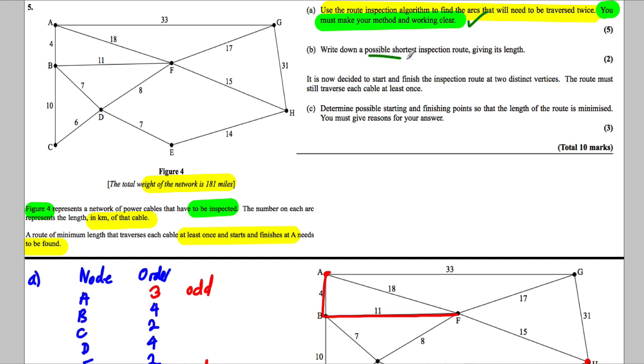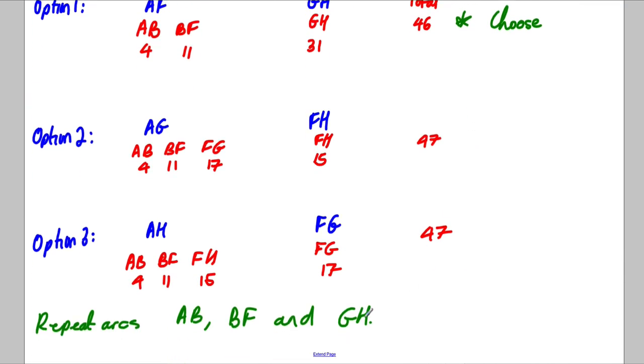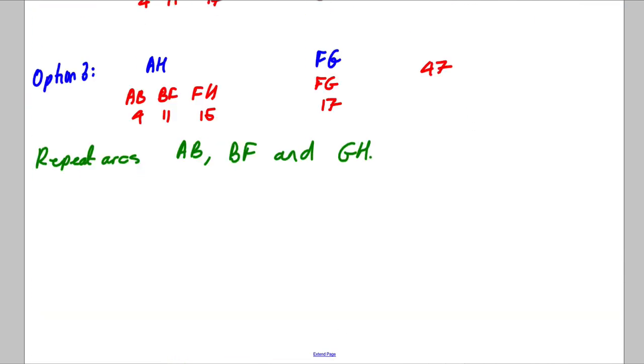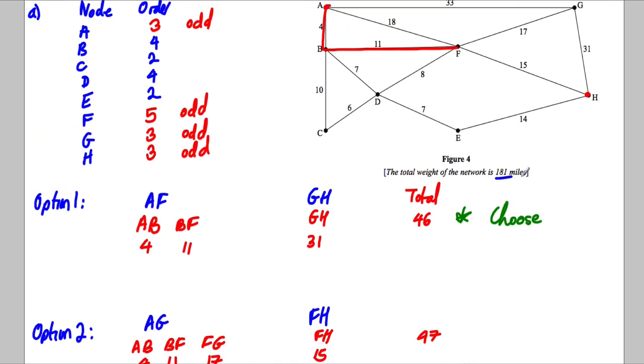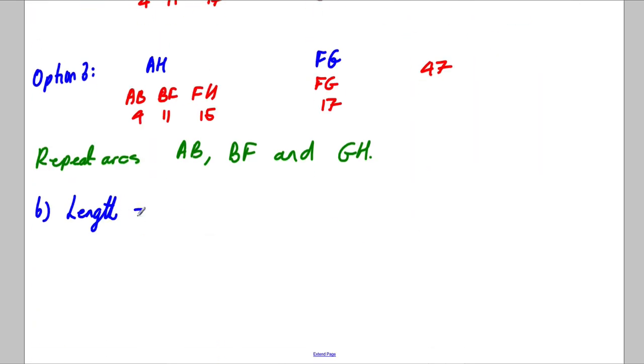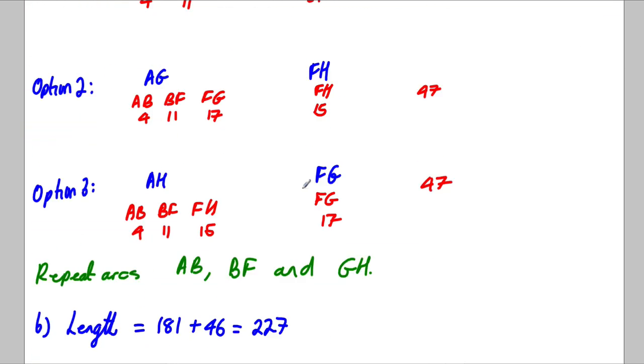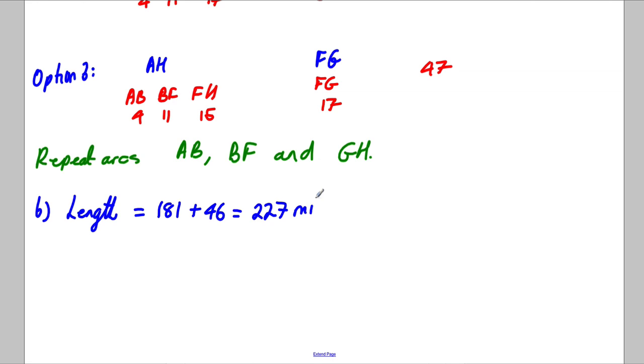Okay, it says write down the shortest possible route inspection and give its length. So 2 things to do here. Now the length is easy. Maybe I should just state the length because that's obviously going to be a nice easy one. The length is the length of the total, which is equal to 181, plus the thing I doubled up, which is 46. So it's going to equal 181 plus 46, which is equal to 227, and what we're dealing with, miles. So that's the easy mark.